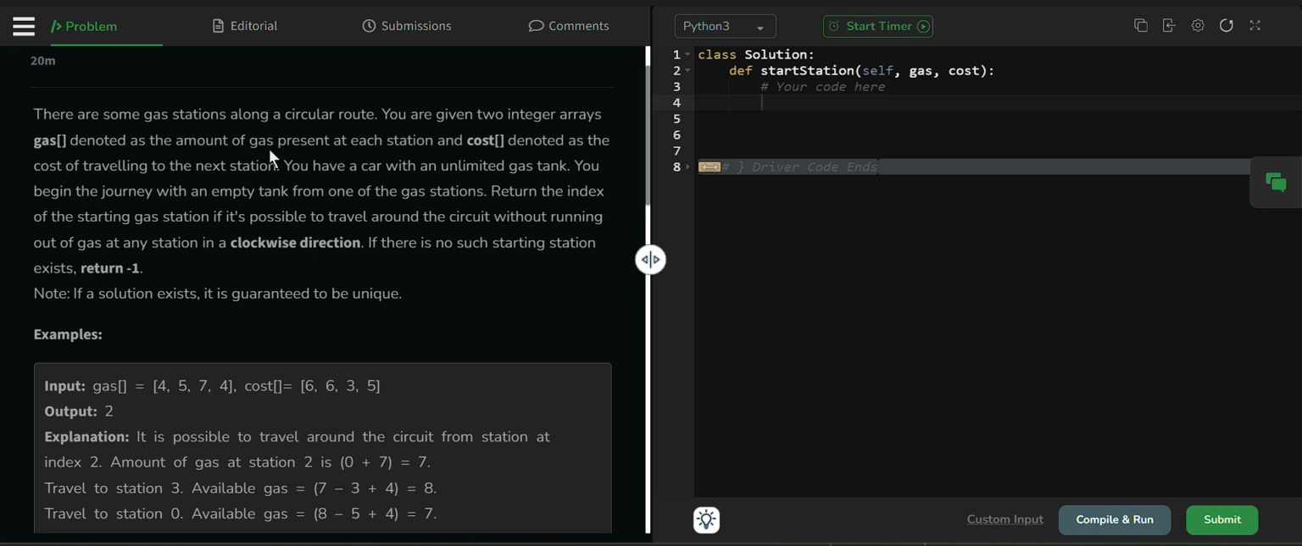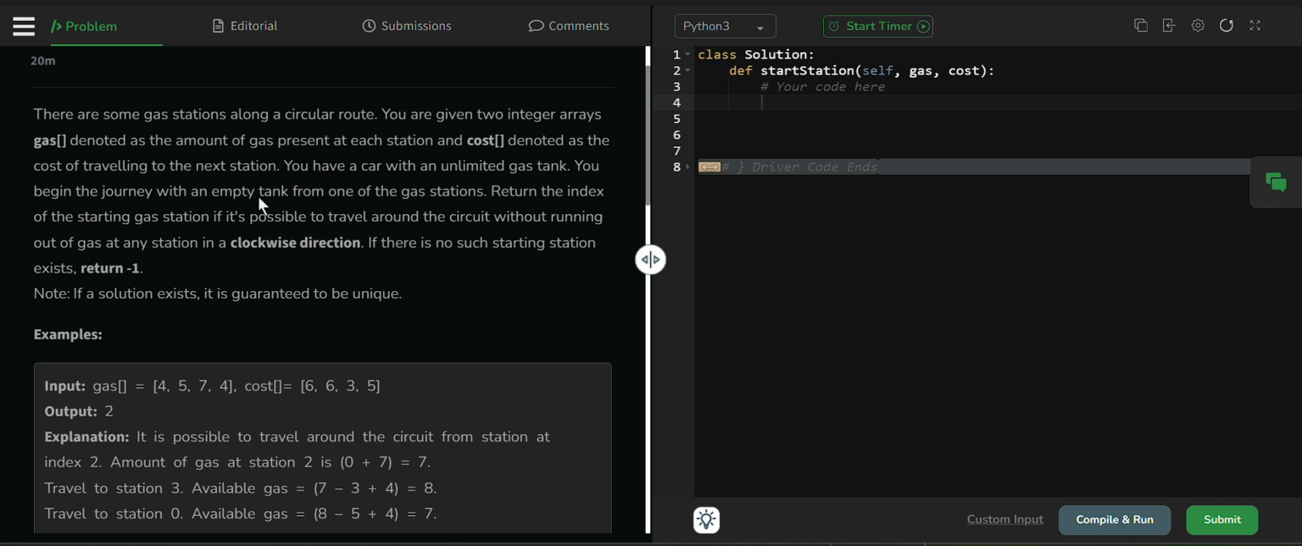Let's take an example. Suppose I am standing at any station index i. From that station I will get gas[i] amount of gas, and I have to consume cost[i] gas to reach the next station. I also have a car with an unlimited gas tank, so I can fill any amount of gas into that tank, and you begin the journey with an empty tank from one of the gas stations.